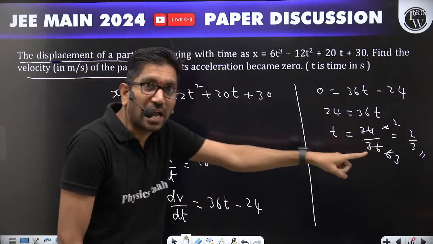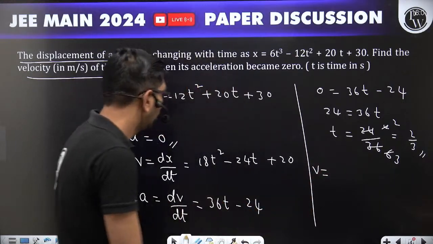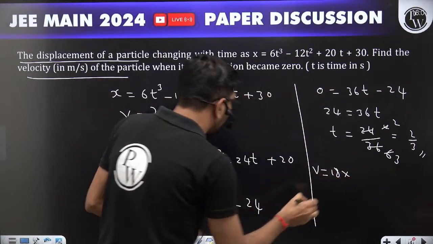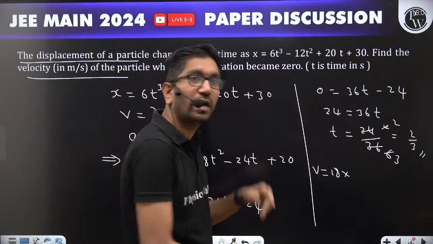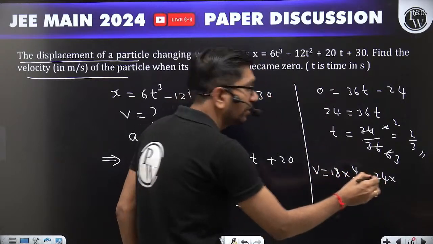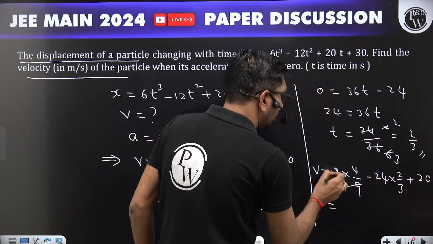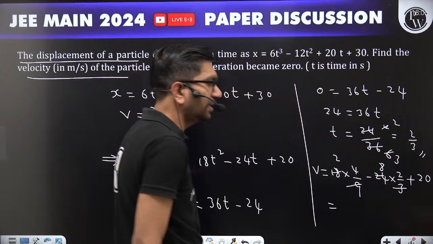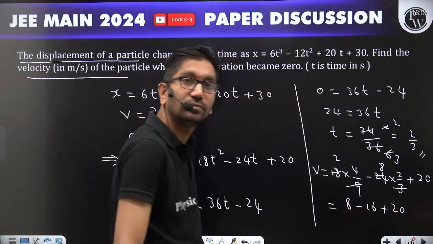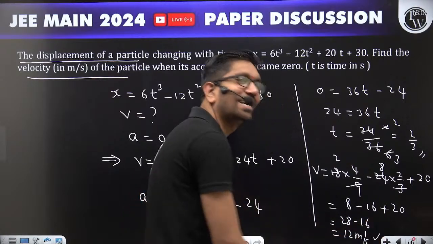Now this time we have to substitute in velocity, okay? So v is equal to what you got? 18t square minus 24t plus 20, right? So substitute here. 18 into t square, 2 by 3 whole square, what you get? 4 by 9, okay? Minus 24 into t value, it is 2 by 3, plus 20, okay? So 9 2s are 18, 3 8s are 24, right? So 4 into 8 you got here, 16 you got here, it's a 20, okay? So finally 28 minus 16 is what? 12. 12 meter per second is the final answer.